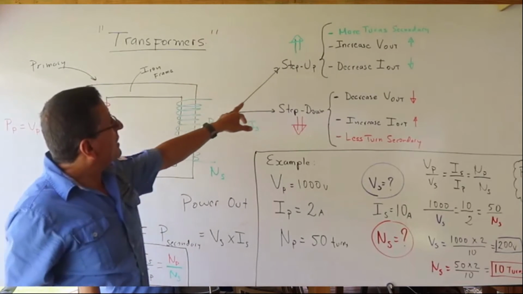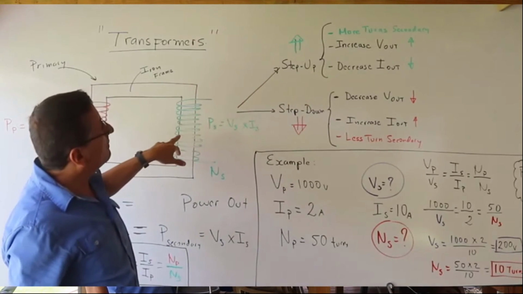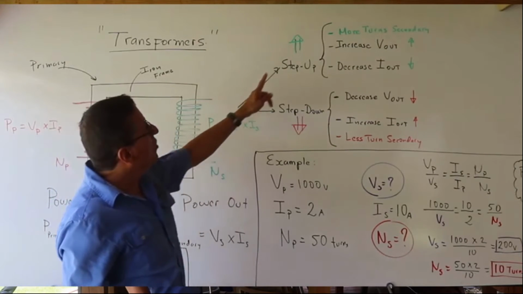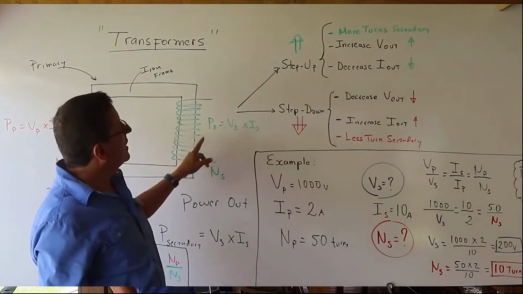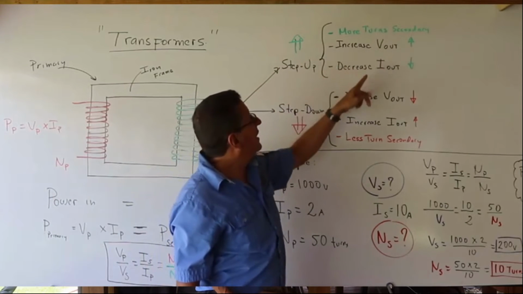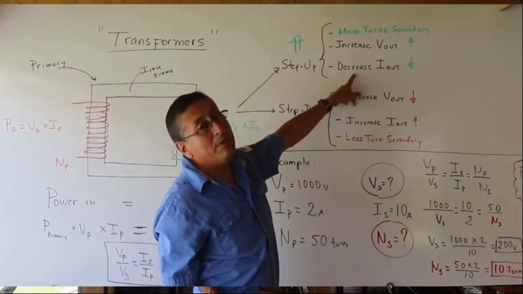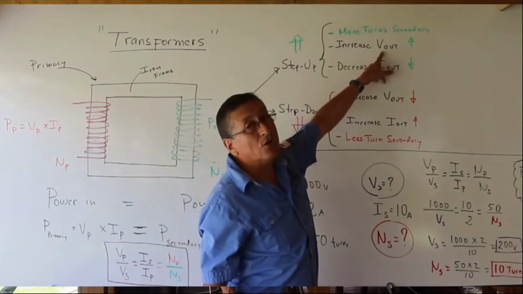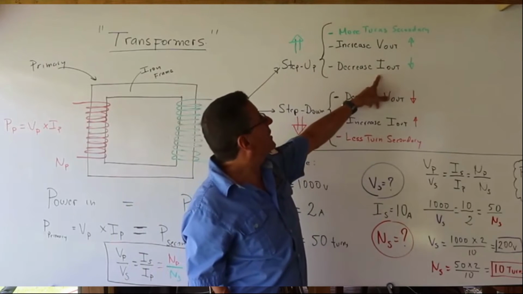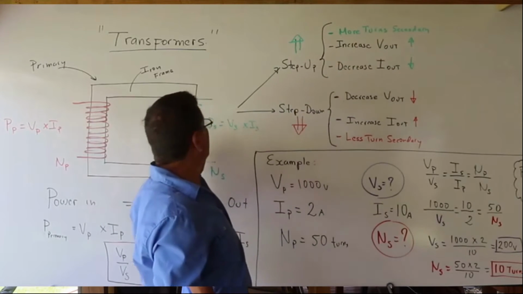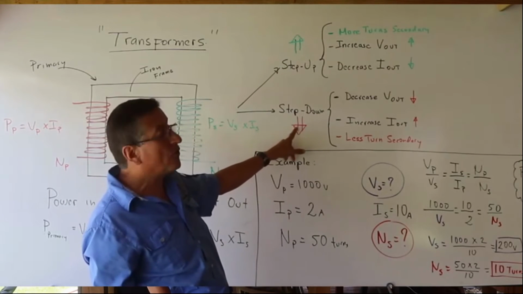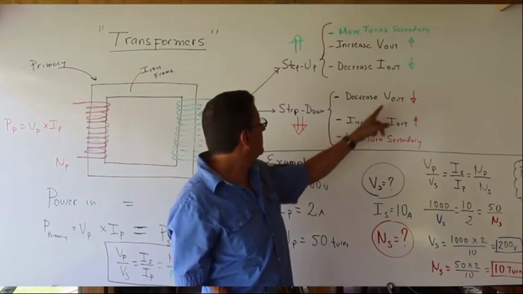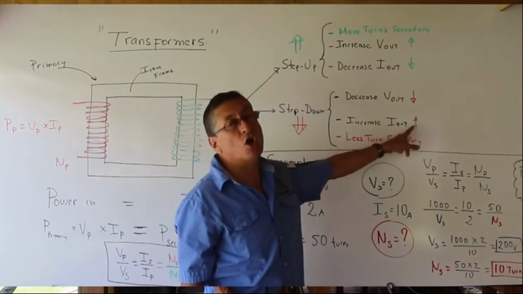for example, a step-up transformer is a transformer with more turns in the secondary coil. With more turns in the secondary coil, the voltage will be higher and the intensity will be down. In a step-up transformer, the output voltage increases and the output intensity decreases because I have more turns in the secondary. In a step-down transformer with fewer turns in the secondary, I have lower voltage because it's a step down, but I have more amps.